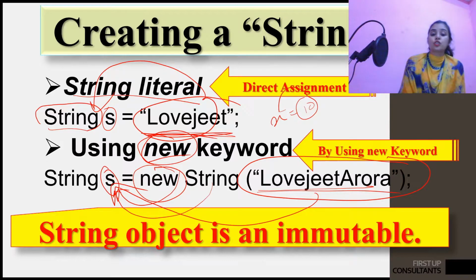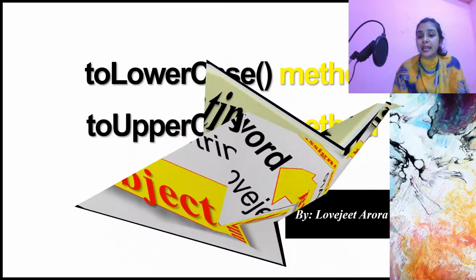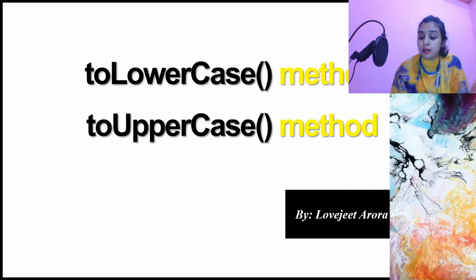As we know, a string object is immutable. There are 2 types of property, immutable and mutable. Mutable means it can be changed and immutable means it cannot be changed. So this is the way we can create our string.